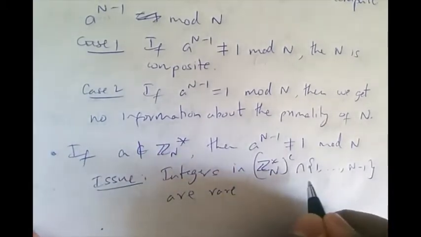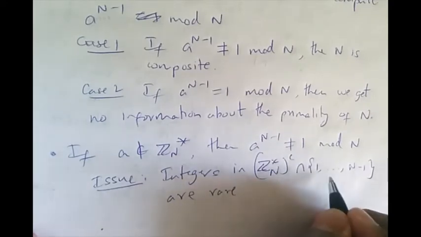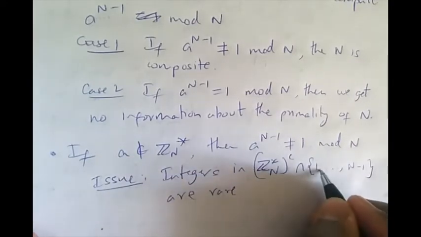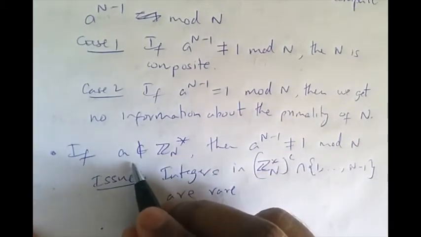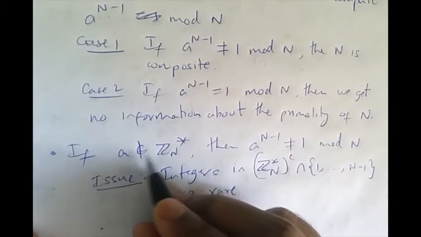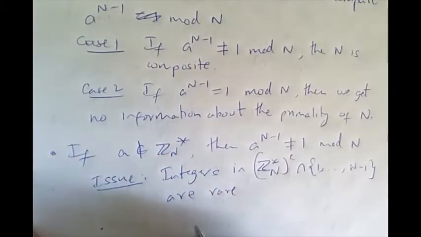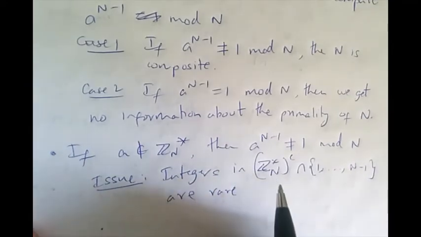So if you randomly choose an A in this range 1 to n minus 1, there's a very low probability that the A you chose is outside Zn star. Most of the elements will be in Zn star unless n has small prime factors.